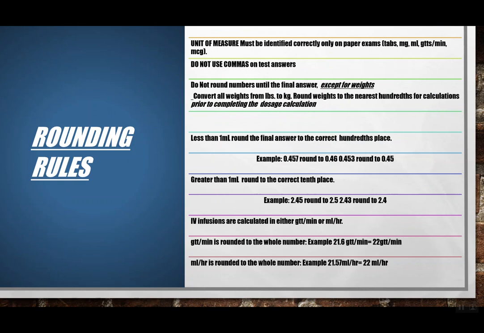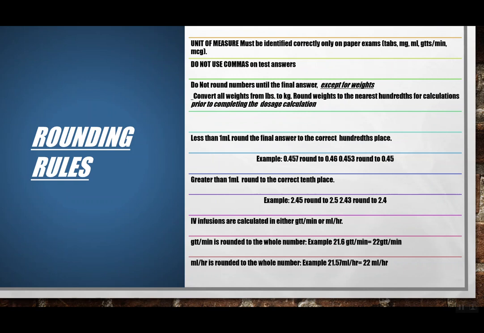Here are the current rounding rules that we use. As equations get further into difficulty, there are more rules, including things like heparin that has its own rule. Unit of measures must be identified correctly, but a paper exam is the only time that you would actually place the unit of measure, like tablets, milligrams, milliliters, drips per minute, micrograms. If you have an online exam, you are only to put the number. Otherwise, it won't be marked correctly. And do not use commas. If it's 1,000, the answer is 1000.